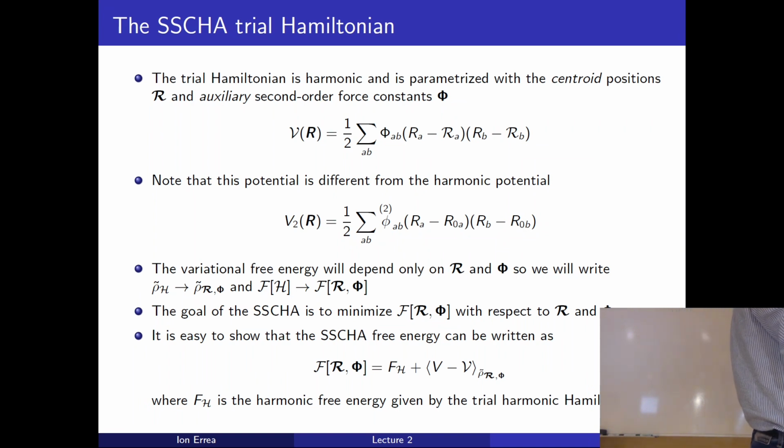And the force constants there are very well defined: they are the second derivative of the Born-Oppenheimer potential calculated at the positions that minimize the Born-Oppenheimer potential. Here, these are auxiliary and could in principle take any value, so we need to optimize them. But these two variables, the centroid positions and the force constants, completely parameterize the trial potential.